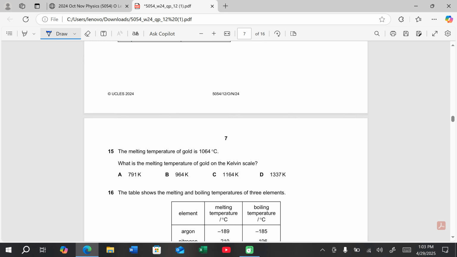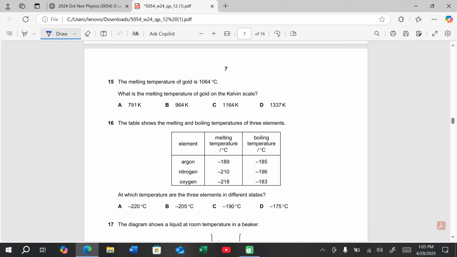Let's move on to question number 15. It says the melting temperature of gold is 1064 degrees Celsius. What is the melting temperature of gold in Kelvins? That's very easy. You need to add 273 to the degrees Celsius to make it into Kelvins. So I just need to add 273 to it. Once I add this, I'm going to get the answer.